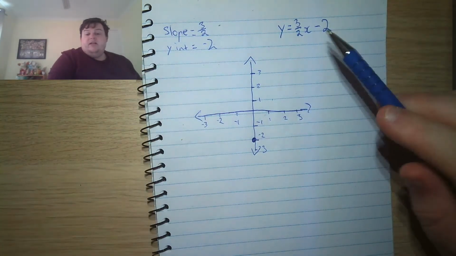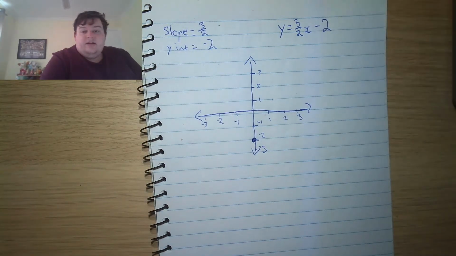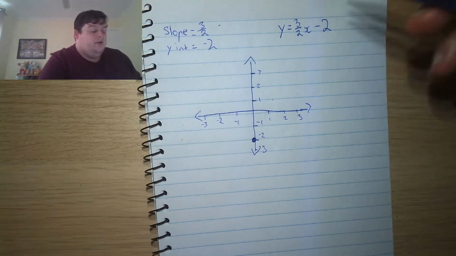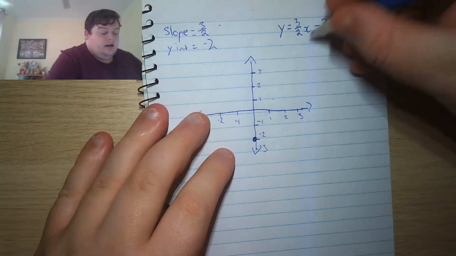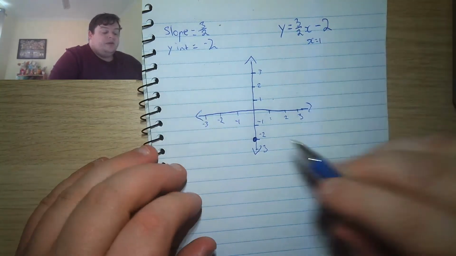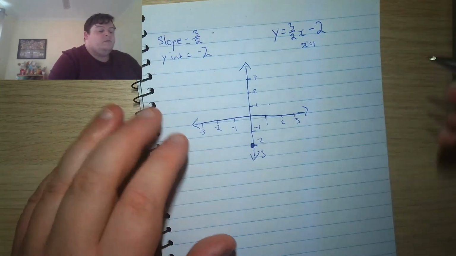Now, the key is I've got to find another point. There's a few ways that you can do that. You can just substitute a value of x in and see what y comes up with. You could just try and use the gradient to find the next one. There's lots of things that you can do. So let's substitute x equals 1 into here, and this will give us the value of y when x is equal to 1.